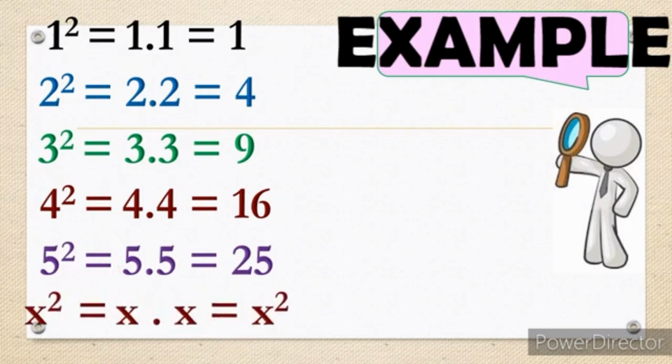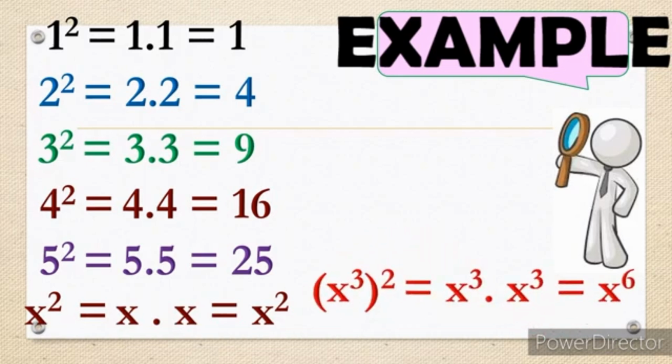And for the variable, x squared is equivalent to x times x equals x squared. As you can see, we square numbers. Next, for the variables, let's have another example. We have x cubed squared, equivalent to x cubed times x cubed, and it is equal to x raised to 6. We're going to add their exponents.